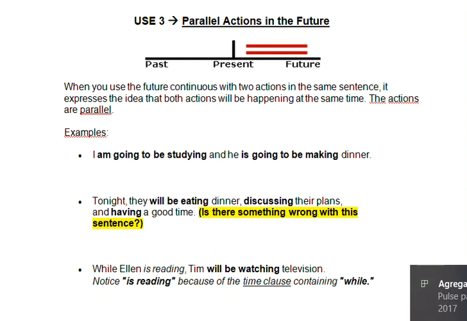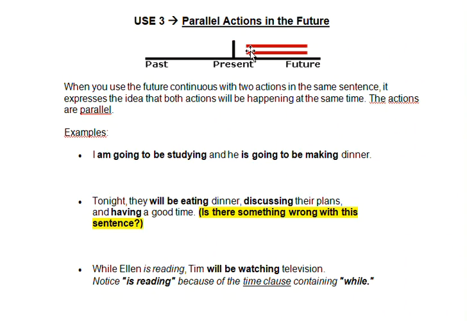When you use the future continuous with two actions in the same sentence, cuando utilizamos el futuro continuo con dos acciones en la misma oración, it expresses the idea that both actions will be happening at the same time. Expresa la idea que dos acciones estarán ocurriendo al mismo tiempo. The actions are parallel. Como podemos ver en el dibujo, las acciones son paralelas. No hay una que interrumpa a la otra, sino que las dos están sucediendo en el mismo momento en el futuro.